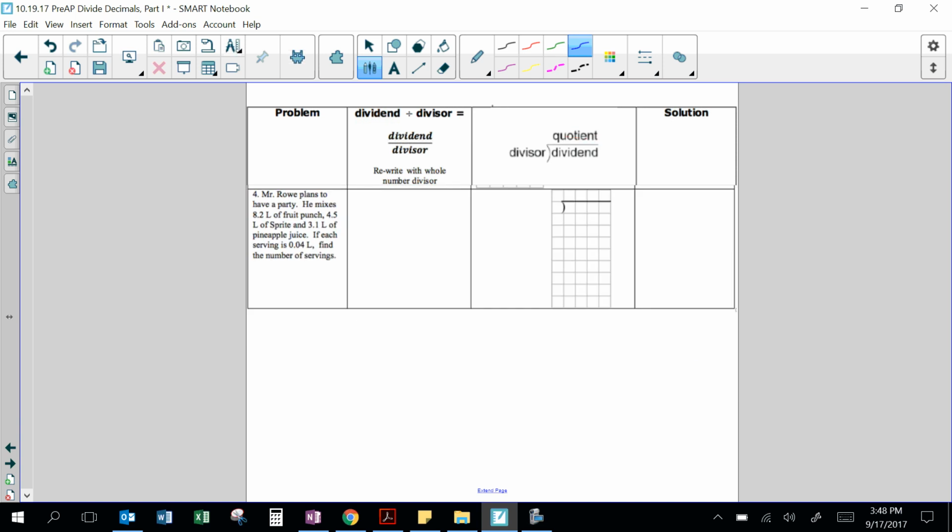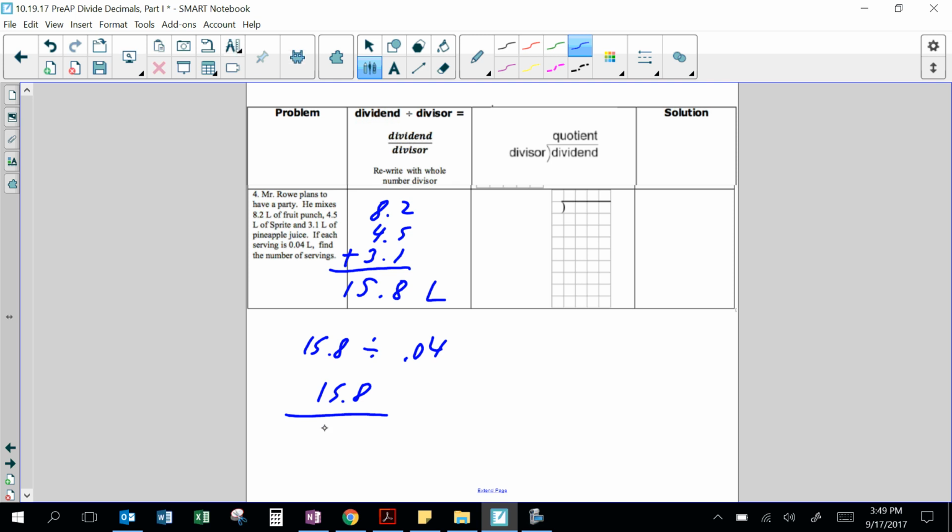And the last question: Mr. Rao plans to have a party. He mixes 8 2/10 liters of fruit punch, 4 5/10 liters of Sprite, and 3 1/10 liters of pineapple juice. If each serving is 4/100 liter, find the number of servings. By mixing all this up, he now has 15 8/10 liters of punch. So each serving is 4/100 of a liter. I need to divide this big bowl of fruit punch into 4/100 liter servings. How many servings can I get out of this?